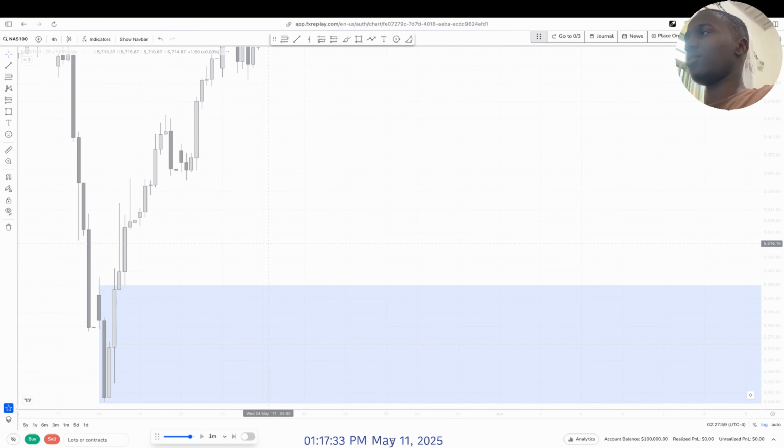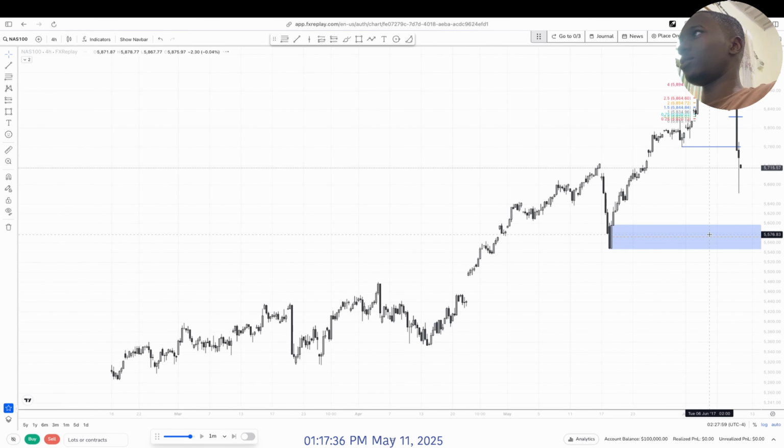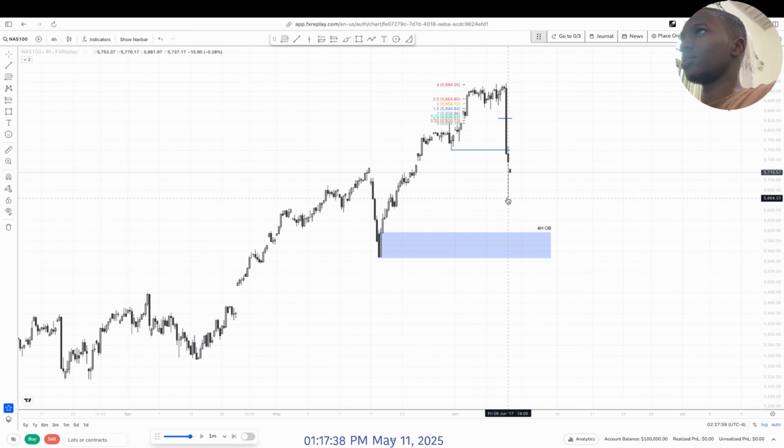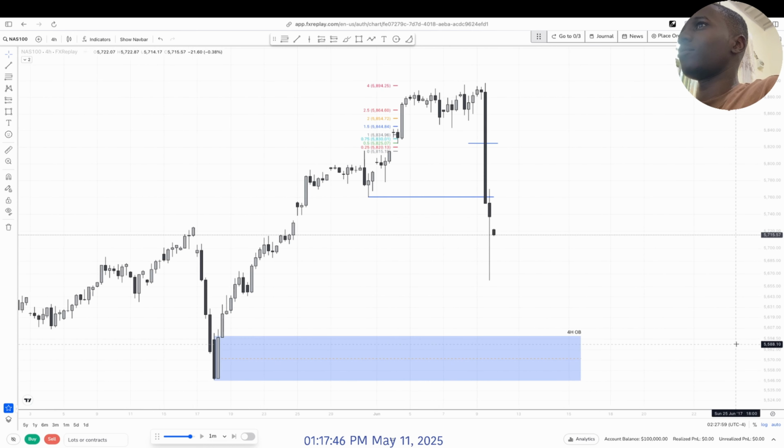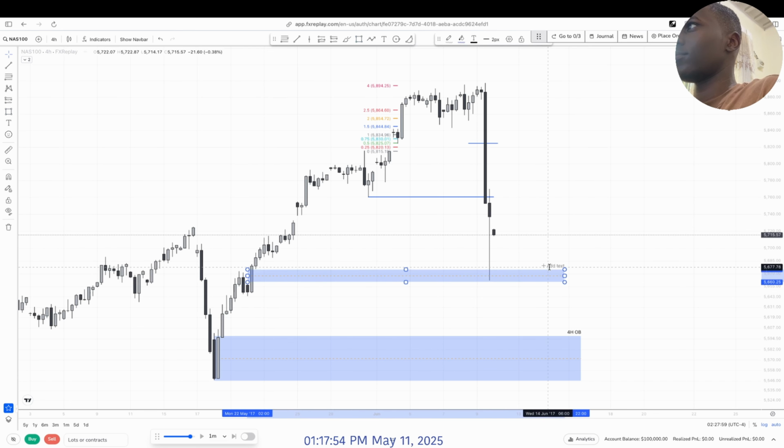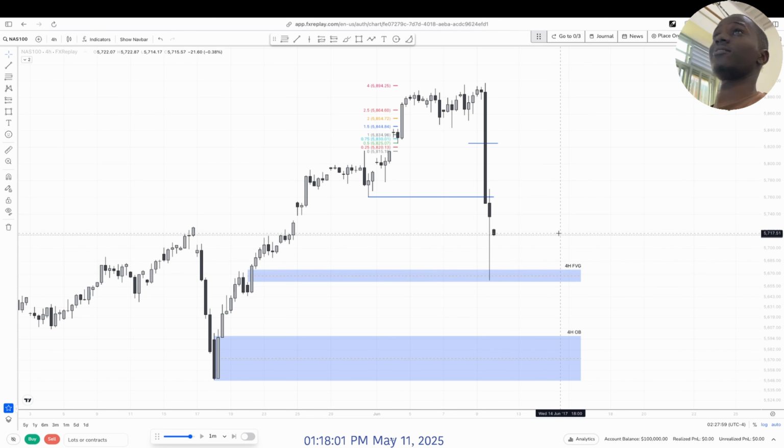So 4 hour, what do we see? You can see a drop, just obeying this fair value gap before pushing higher. So you can see that there's a gap here. Let's mark it up as well. So the 4 hour gap, for a fair value gap.